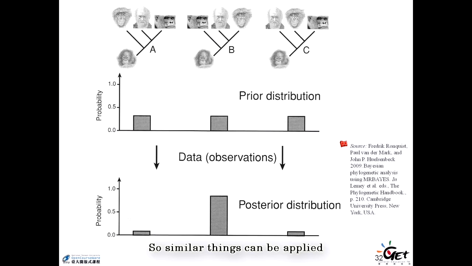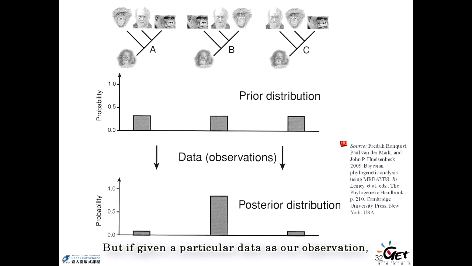So similar things can be applied to phylogenetic trees, although it's a bit harder to imagine in this case. For the case of three different trees, three hypotheses of the solutions, if the possibility of a particular tree being true is the same for each hypothesis, that's called a prior distribution, because it's only three possibilities, one out of the three. That's if you consider them the same.